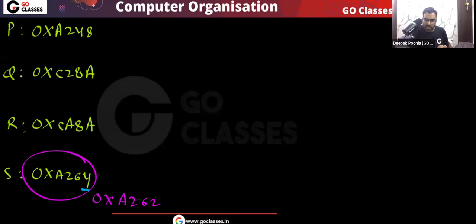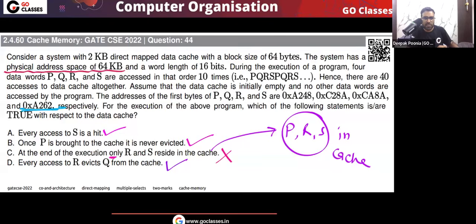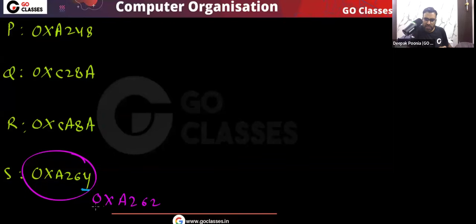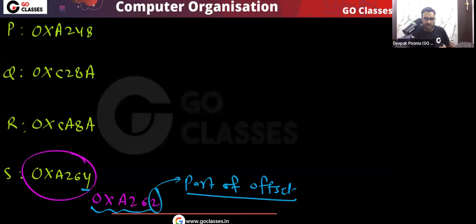So we made the typing mistake when I was copying this A262, I typed A264. But don't worry, this mistake only happened in the offset. In this question, if you notice, the exact offset does not matter. The only thing that matters is that the number of offset bits is 6 bits. Yes or no? So for this S, what will be the offset? The exact offset does not matter. The point is very simple. That is the reason in this question, even though we made this typo, it will not affect the analysis.